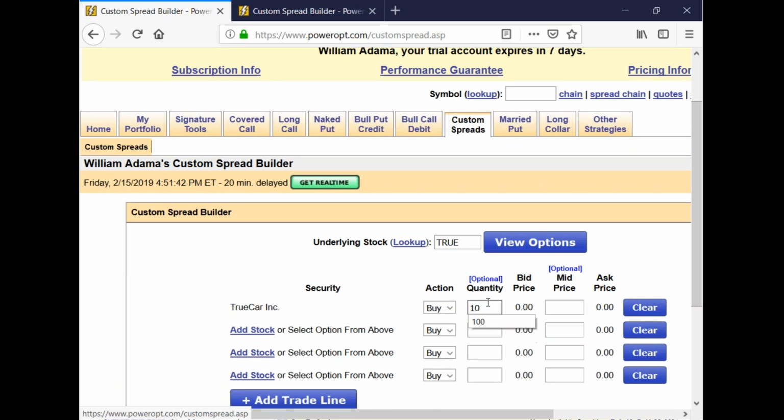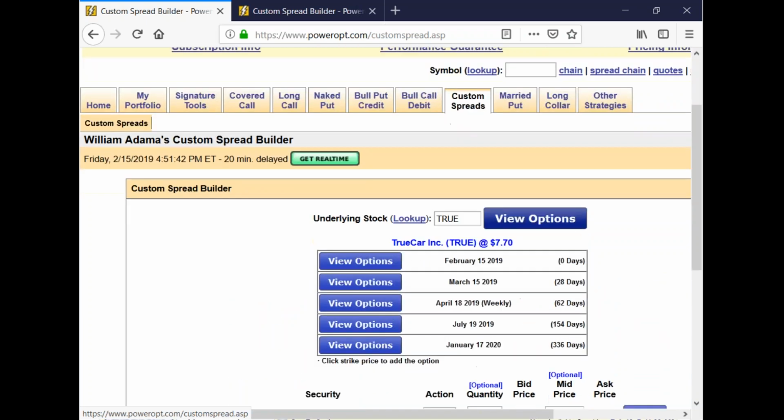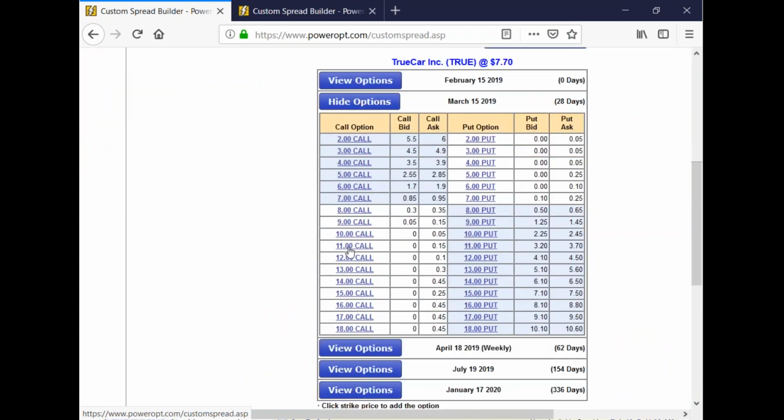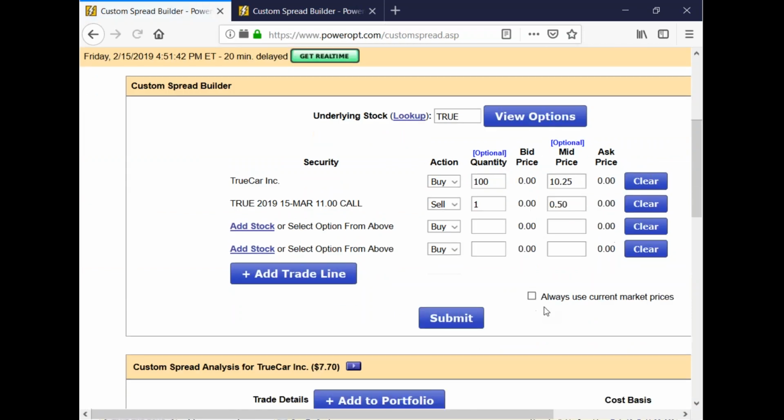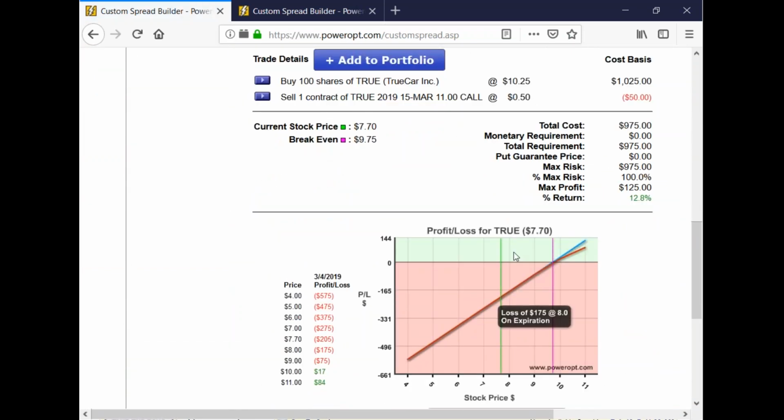Adding in the stock. Let's keep nice round numbers here. 10.25 for the stock. I'm going to sell a March 11, just out of the money call at the time, for 50 cents. Midpoint at close. All right, so the stock is now down to 7.70. We're at a pretty significant loss on this position. Sure, we had a cost basis of 9.75. We're essentially down 2.75, or about 22, 23% on the position.